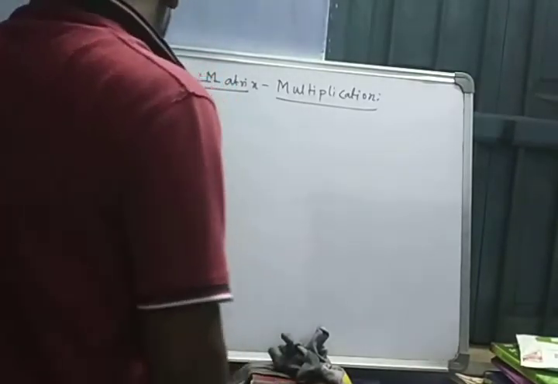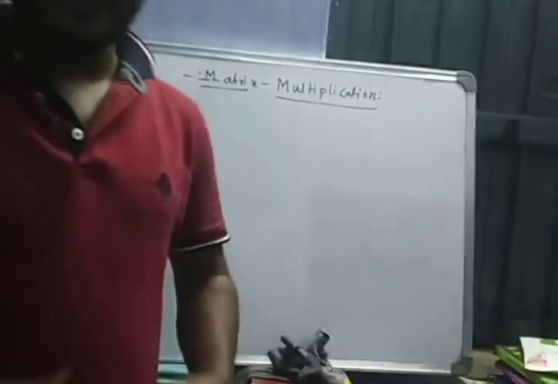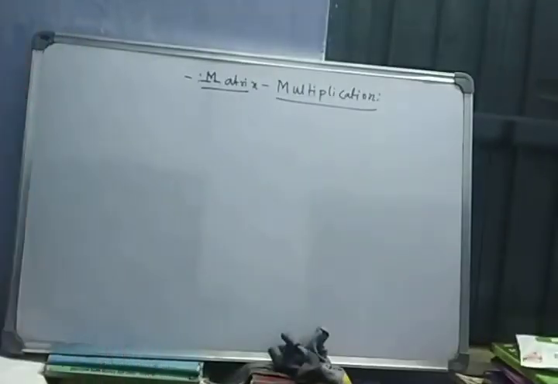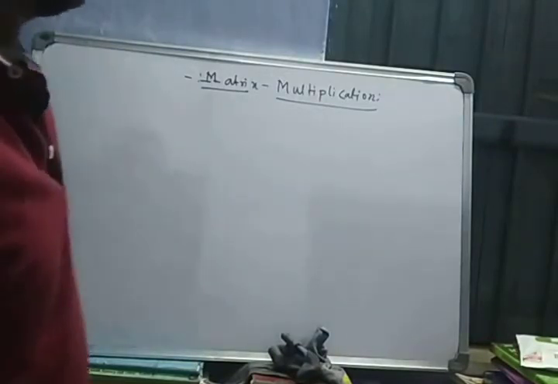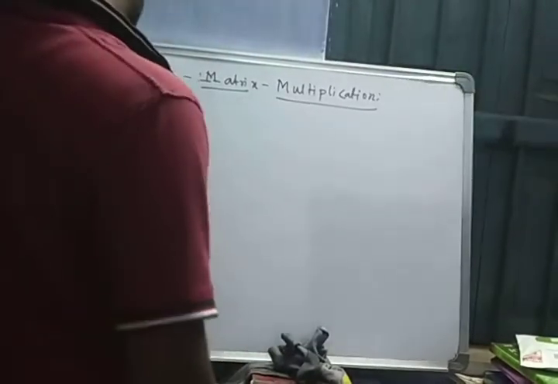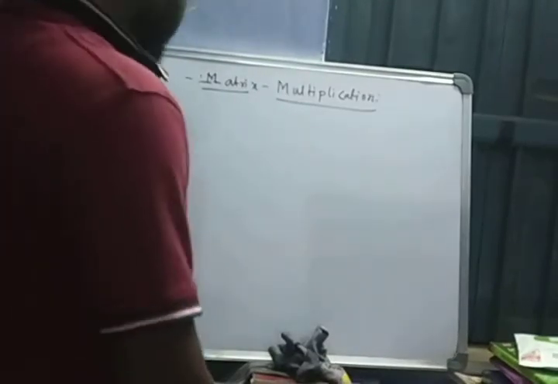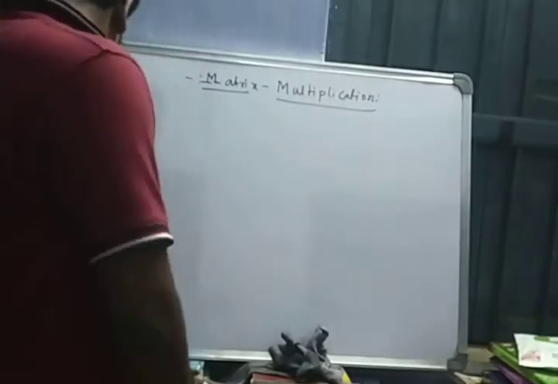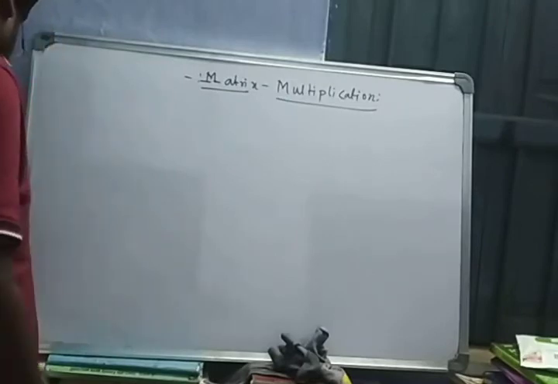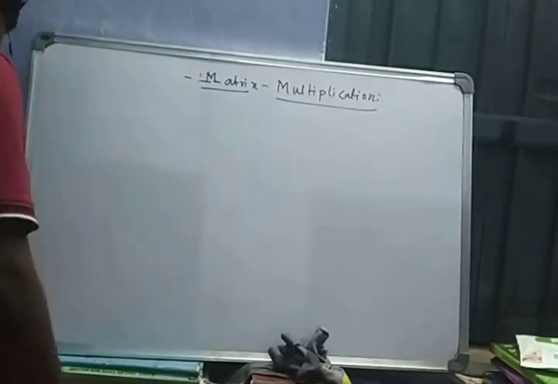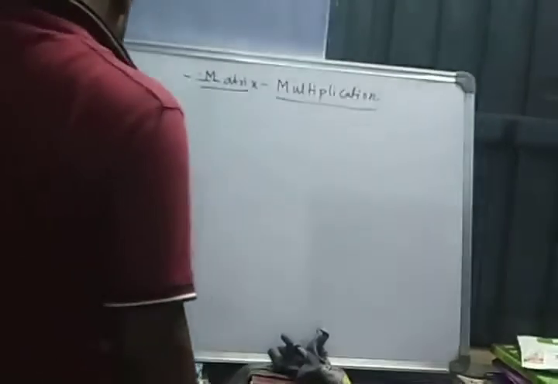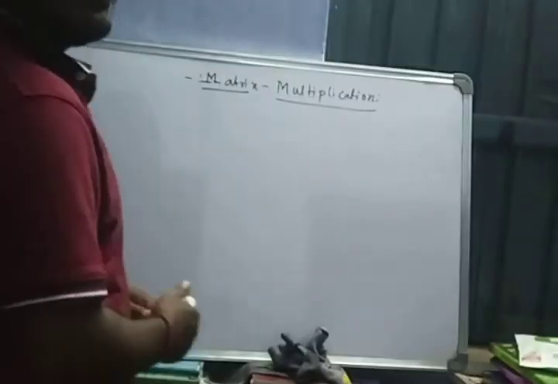Multiplication of matrices means we can multiply a matrix with another matrix, or multiply a matrix by a scalar, which you have learned in the previous exercise. Now here we will learn how to multiply two matrices. Before multiplication, you have to know there is a rule for matrix multiplication.